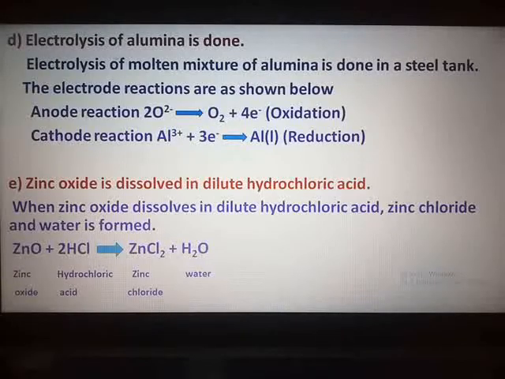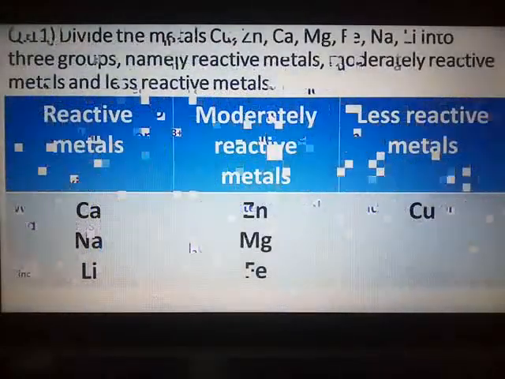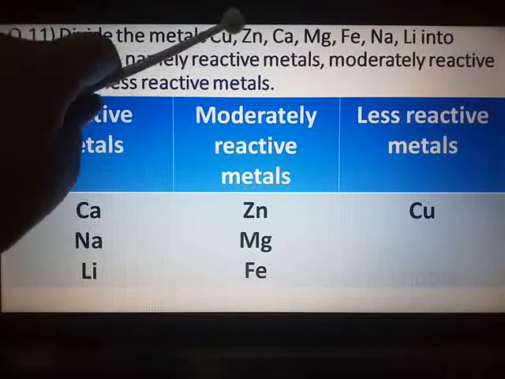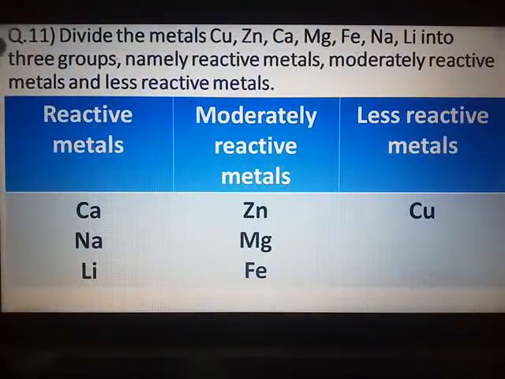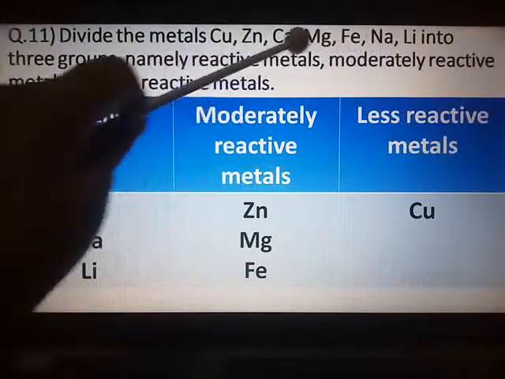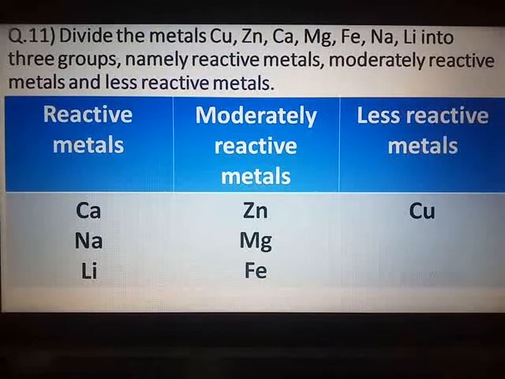Last textual question, question number 11. Divide the metals copper, zinc, calcium, magnesium, iron, sodium, lithium into 3 groups. Such types of questions are extremely important from the board examination point of view. They can even ask it for 3 marks, because a total of 6 names are there and you have to put them in 3 groups, so each will carry half a mark.